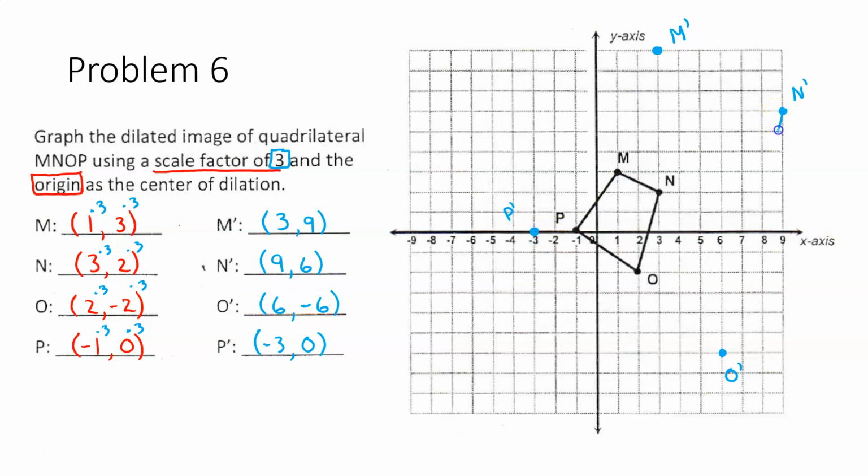Okay, only thing we have to do now is just go ahead and connect our new image as best as we can. And there we have it. That is how you dilate. That is how you dilate from the origin, right? Take all the original coordinates, multiply them by your scale factor, and then go plot your new M prime, N prime, O prime, and P prime, whatever your new coordinates are. So that is the solution to number 6. That is how you dilate it.